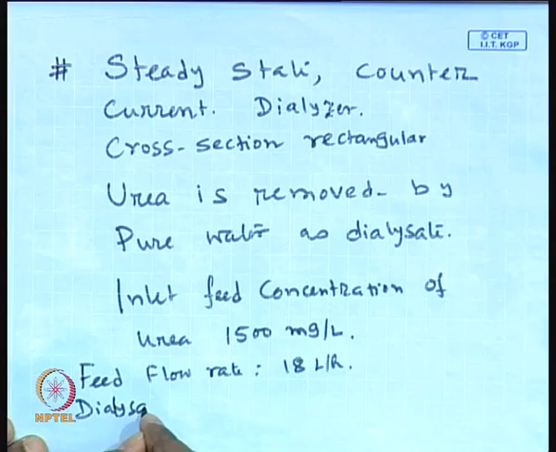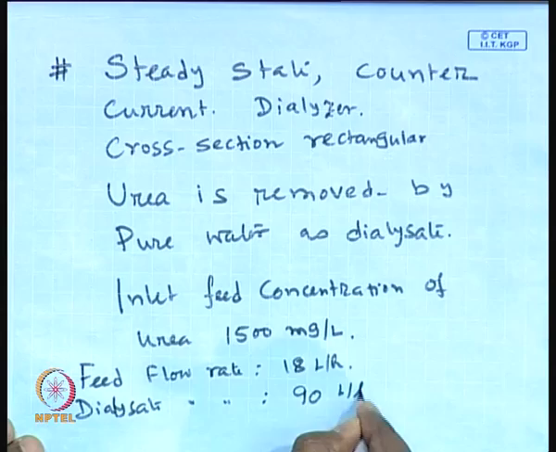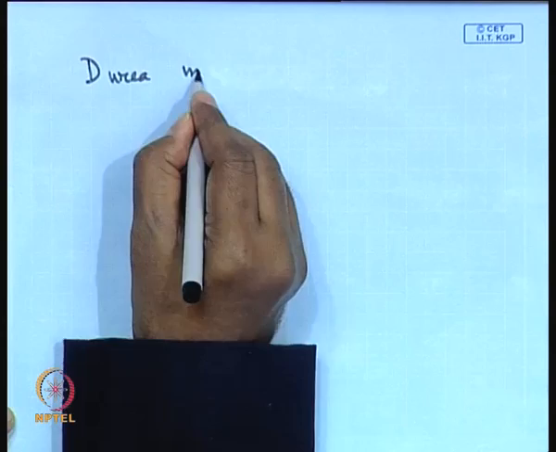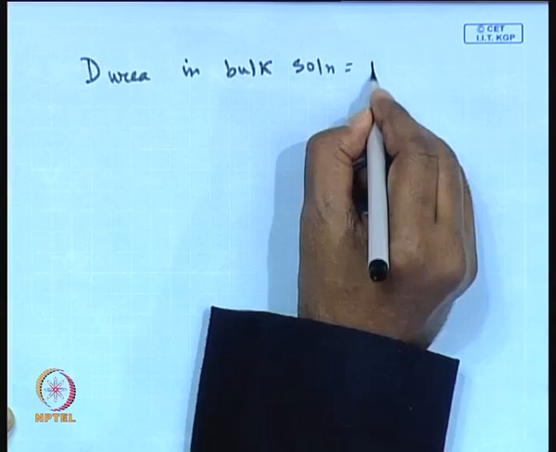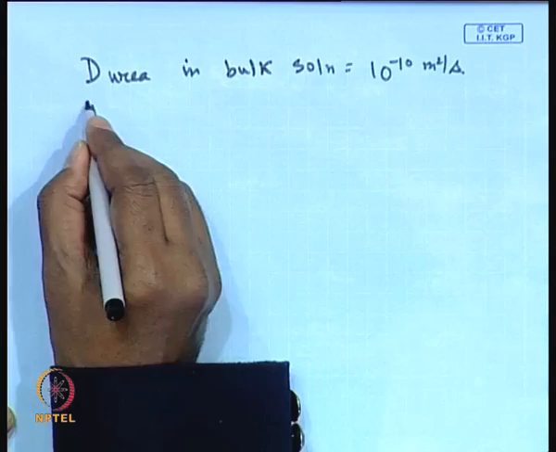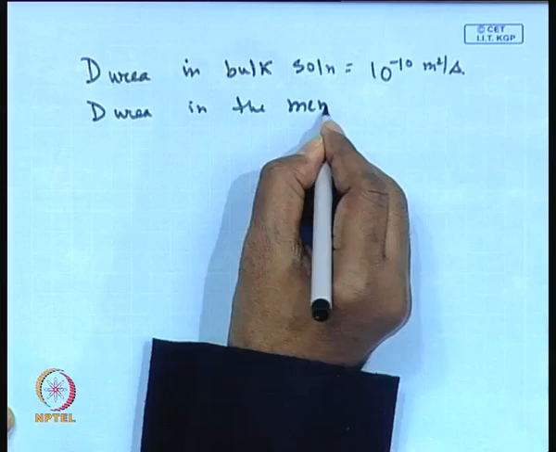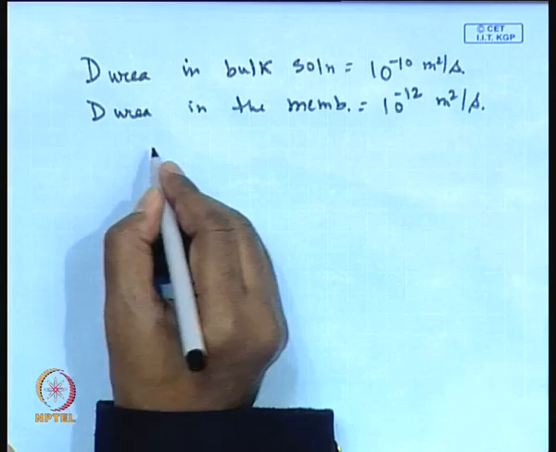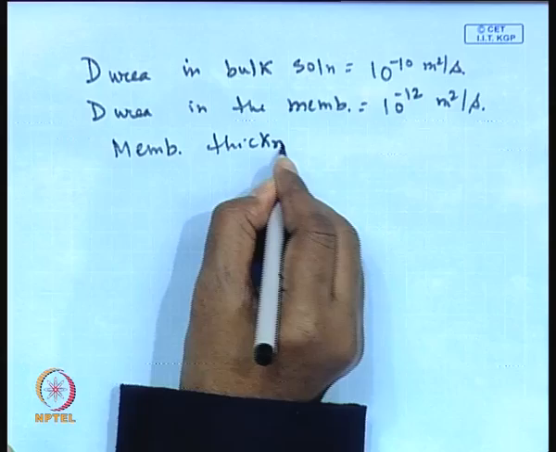dialyzed flow rate is 5 times of that, let us say 90 liter per hour. Diffusivity of urea in bulk solution is given as 10 to the power minus 10 meter square per second, and diffusivity of urea in the membrane is 2 orders of magnitude less, it will be in the order of 10 to the minus 12 meter square per second. Okay. Membrane thickness (1 micron) 10 to the power minus 6 meter.